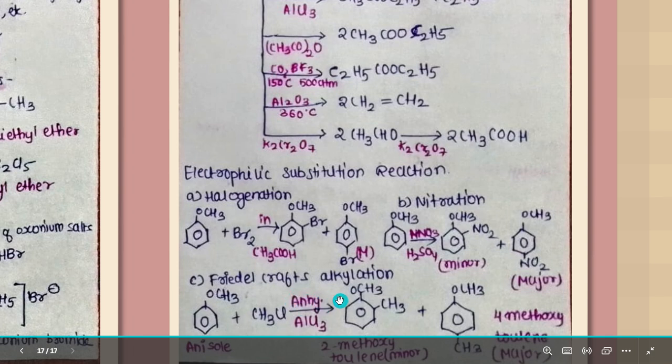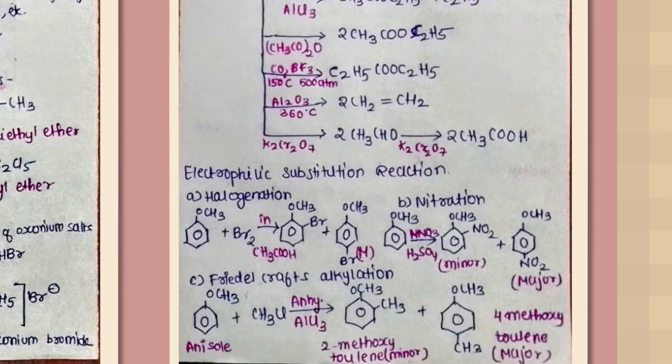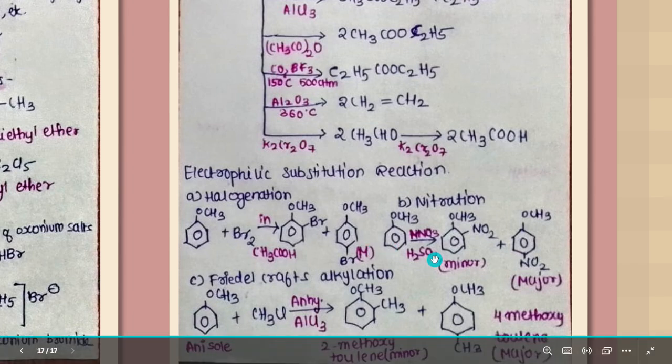So this reaction with anhydrous AlCl3 will give me 2-methoxytoluene, which is this benzene ring with OCH3, and at the ortho position it will give me CH3, or at the para position it will give me CH3. Of course the para position is the major product. At the ortho position the name is 2-methoxytoluene. At the para position the name is 4-methoxytoluene, which is the major product.